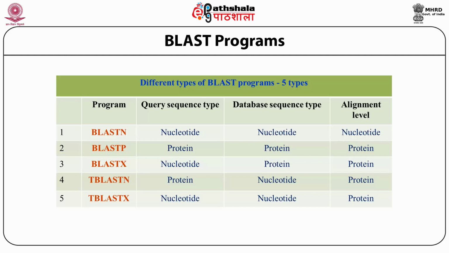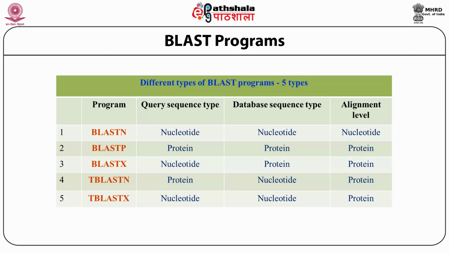That is BLASTN. If you go for BLASTP, that means your query sequence will be a protein sequence and you will be aligning against the protein database, and the alignment will be at the protein level. Next is BLASTX, that means you use a nucleotide query sequence and it will be translated into protein sequence and searched in the protein database, and the alignment will be shown at the protein level. So you use nucleotide, it gets translated, then it gets searched against the protein databases, then the alignment is shown at the protein level.